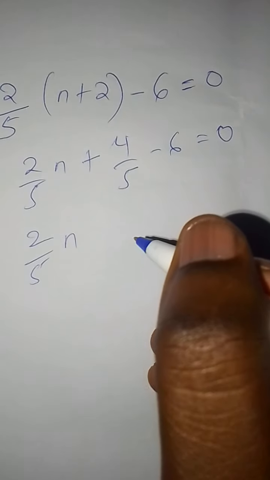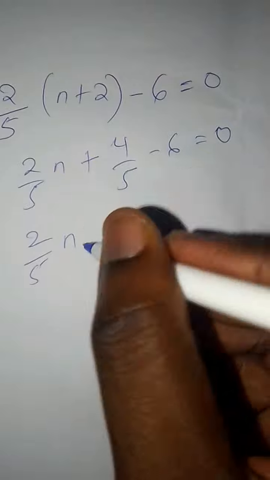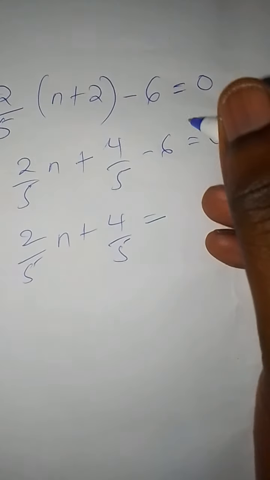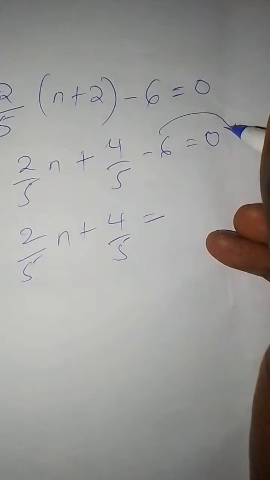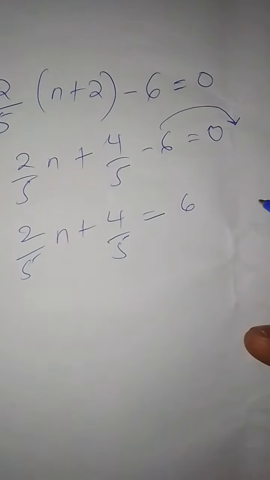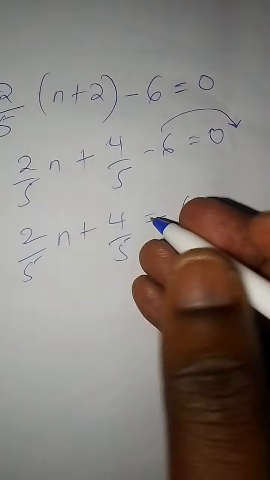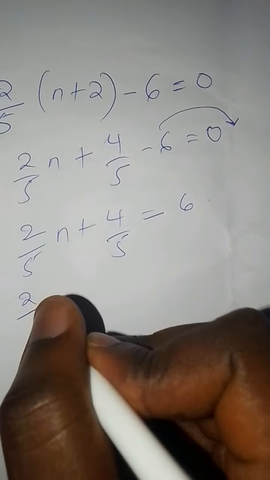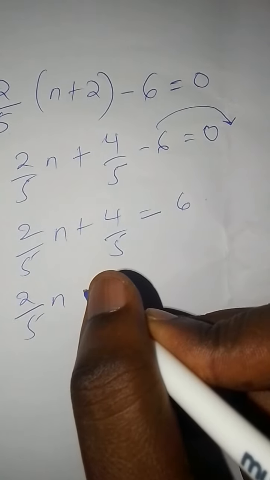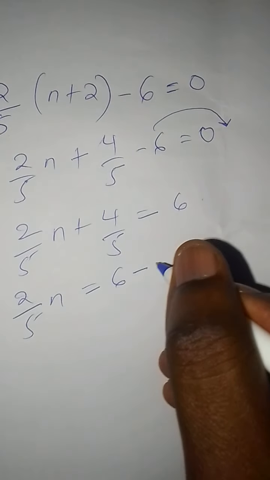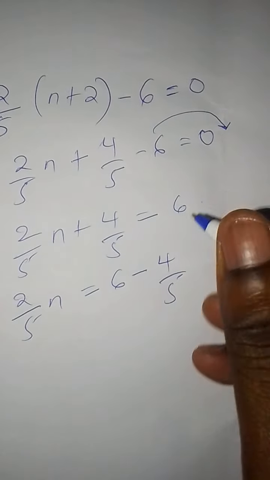So the next step that you're going to do, we are going to have 2/5 n, then from there we shall say plus 4/5 is equal to, so this minus 6 shall cross the equal sign, so we shall have plus 6. So the next step is now to bring this 4/5 to this other side. So we shall have 2/5 n is equal to, now we shall have 6 subtract 4/5 because it was a positive.